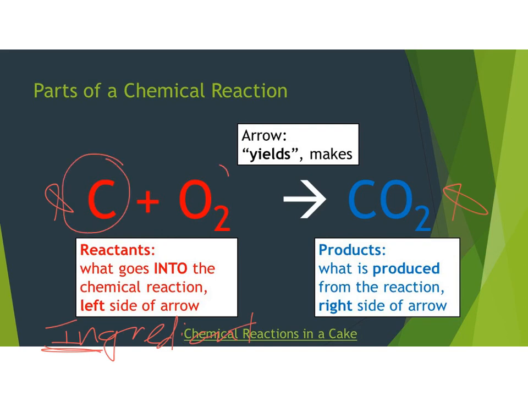Here I have carbon and I have oxygen. When the chemical reaction takes place, I get, or it yields, carbon dioxide. This is my product. It's produced, okay? So if I had a cake, my ingredients would be the milk and the sugar and the flour and the chocolate and all of that, and my product would be the cake. And just so you know, because it's kind of hard to see how I wrote, ingredient is spelled I-N-G-R-E-D-I-E-N-T. I know my E got a little sloppy there.